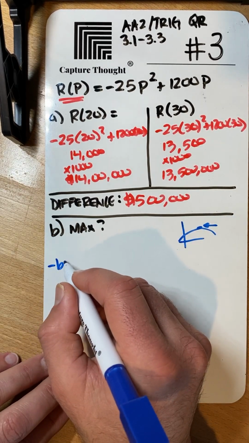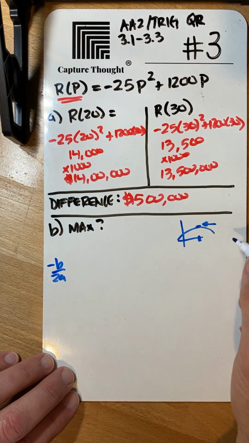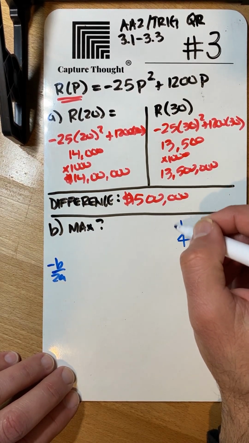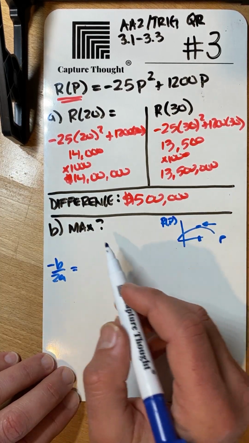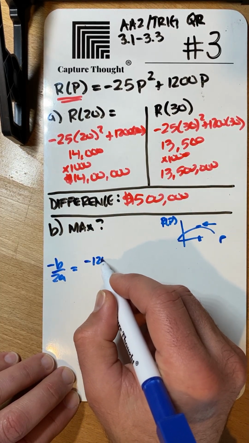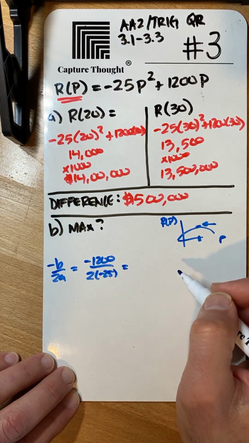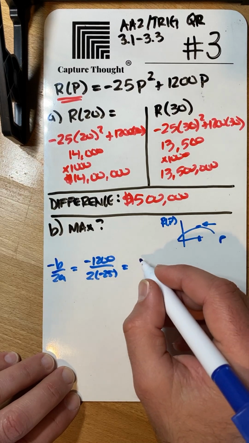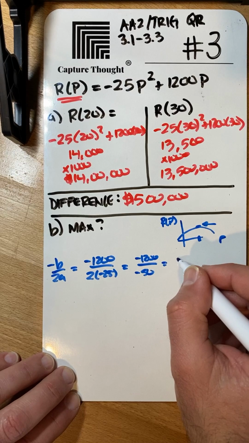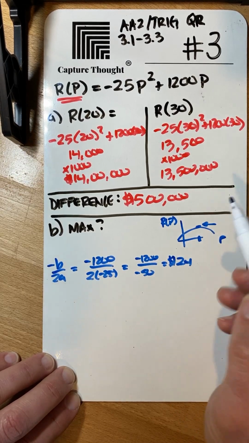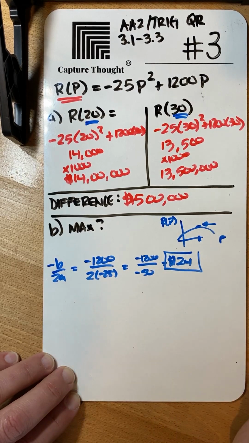So I'm going to do negative B over 2A, and that's going to give me the X location, which is the P value, and then the Y is going to give me the R of P value. So negative B over 2A looks like negative 1200 over 2 times negative 25. Plugging that into your calculator, you get negative 1200 over negative 50, which would give you 24. So not $20, not $30, you should be selling these things for $24.